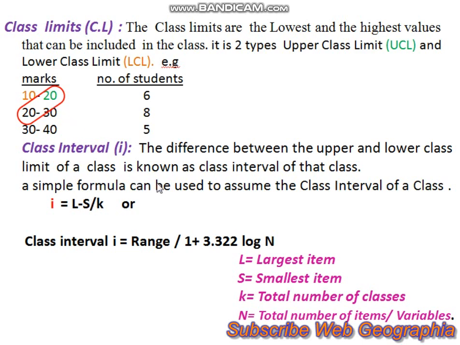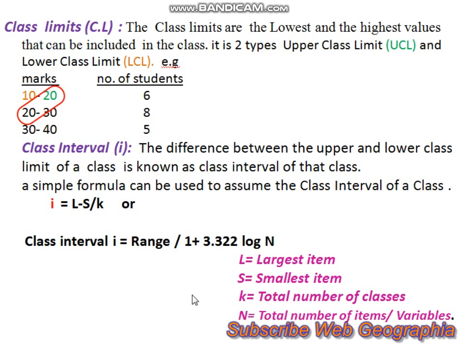Next is the class interval. The class interval is the difference between the upper limit and the lower limit of a class. That is known as the class interval. For example, here 10 is the lower limit of the class, and the upper limit of the class is 20, then the class interval is 20 minus 10, that means 10. So that is the class interval.